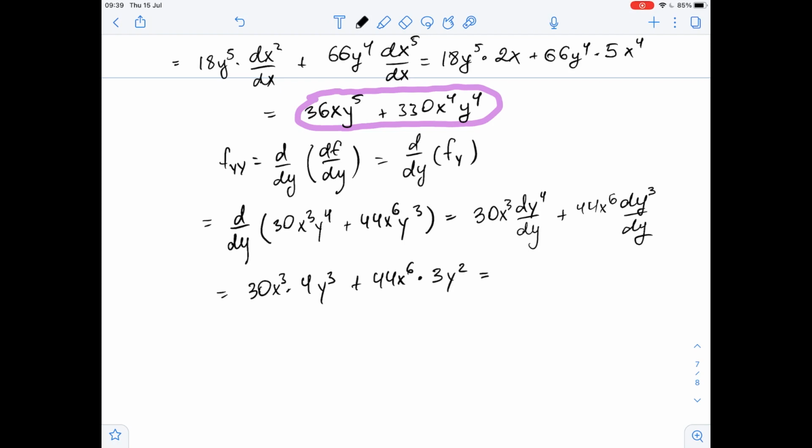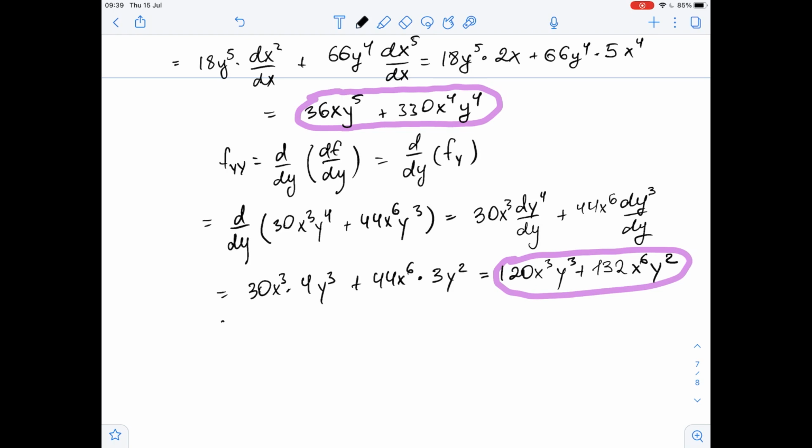This equals 120x cubed y cubed plus 132x to the 6th power y squared. So this is another second partial derivative. And now let's find the last one, f_xy.